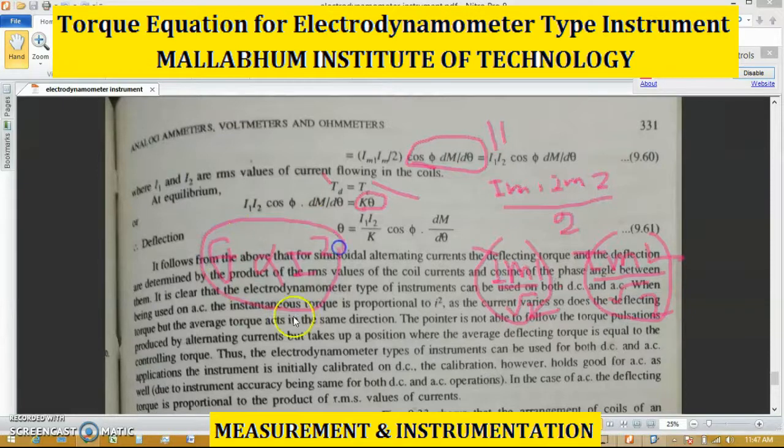In the case of the DC, as the current is not changing with time, the fixed current is proportional to almost the multiplication of these two. So this is the main operating principle, and it is nonlinear. Why the scale of the dynamometer type instrument is nonlinear, that is the logic behind that. Okay, thank you.